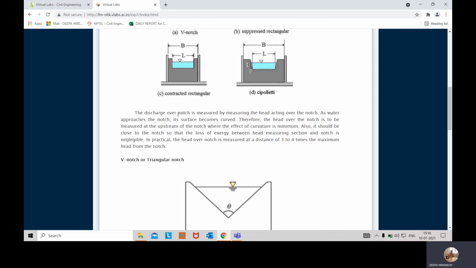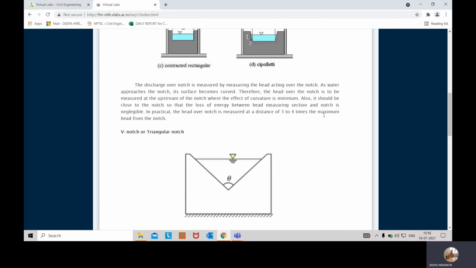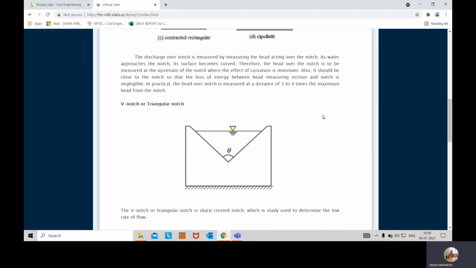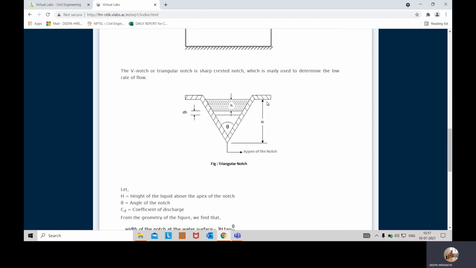The discharge over the notch is measured by measuring the head acting over the notch. As the water approaches the notch, the surface becomes curved, and therefore the head over the notch is to be measured at the upstream of the notch where the effect of curvature is minimum. Also, it should be close to the notch so that the loss of energy between the head measuring section and the notch is negligible. In practice, the head over the notch is measured at a distance of 3 to 4 times the maximum head from the notch.